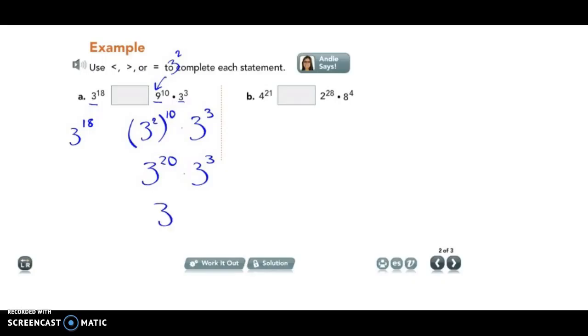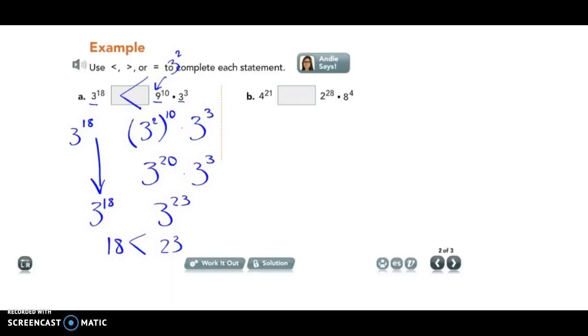So I'm going to keep my base the same. I'm going to add my exponents. And so I have 3 to the 23rd, and I'm going to bring down that 3 to the 18th. So now we're just comparing, since our bases are the same, the 18 and the 23, and the 23 is larger. So this is going to be our answer. Let's look at the next one.